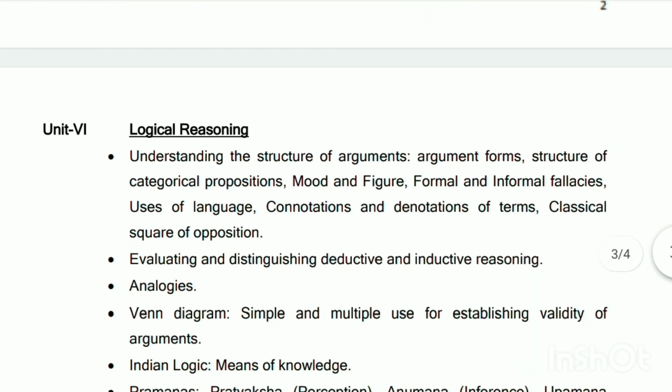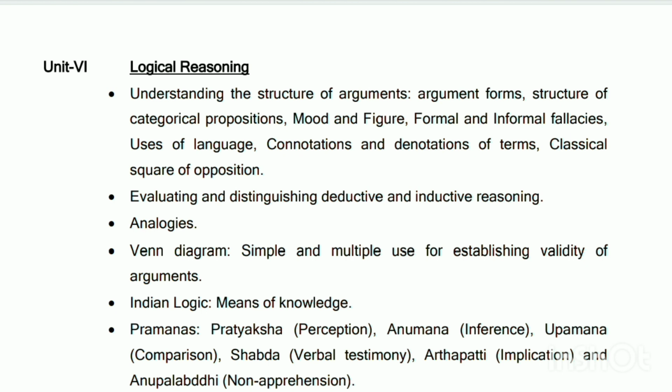Unit 6 is about logical reasoning, in which you have to study understanding the structure of arguments, argument forms, structure of categorical proposition, mood and figure, formal and informal fallacies, uses of language, connotation and denotation of terms, classical square of opposition, evaluating and distinguishing deductive and inductive reasoning, analogies, Venn diagram, simple and multiple use for establishing validity of arguments.